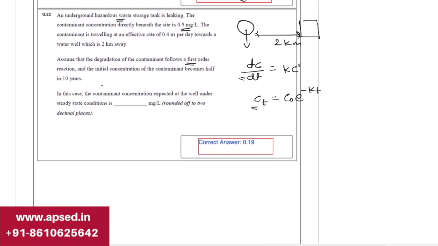If you integrate this equation, this is the expression we'll obtain. One condition is given here, that at Ct is equal to C naught by 2, the time taken is 10 years.